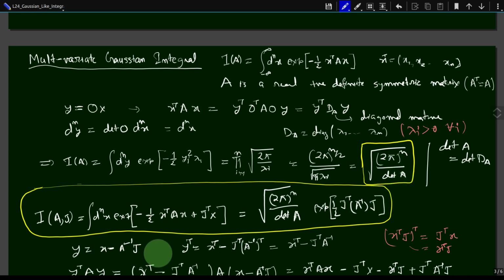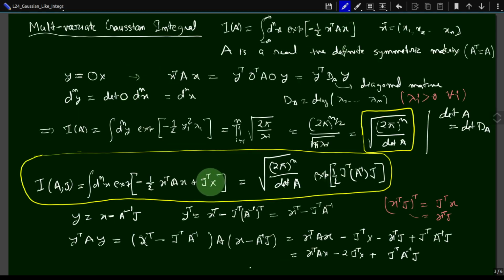Now here again I can do a shift in the integral. So the integrand is minus half x transpose Ax, and I just put j transpose x over there. So my initial factor will remain the same, and the additional factor, which used to be j squared, will become exponential half j transpose A inverse j. The way to show it is that you define y equal to x minus A inverse j. So y transpose would be x transpose minus j transpose A inverse transpose, which is nothing but A inverse, because A is a symmetric matrix.